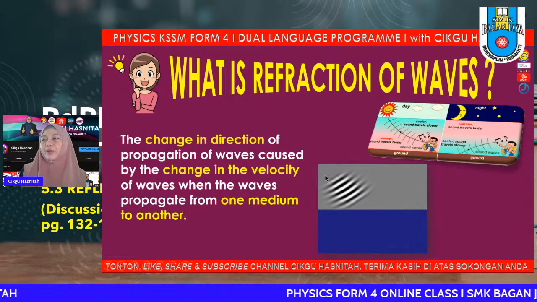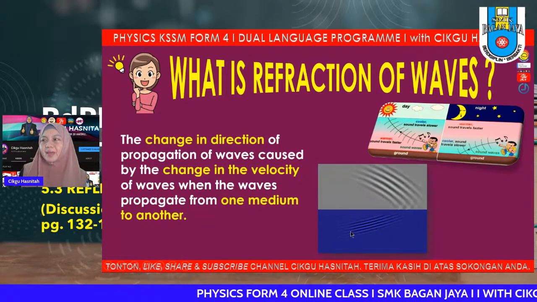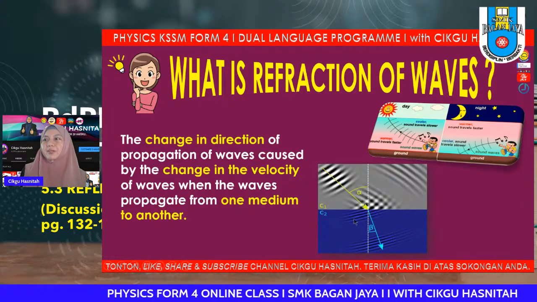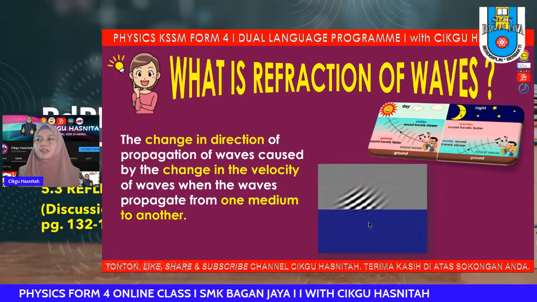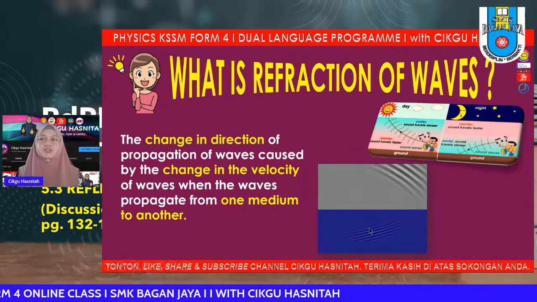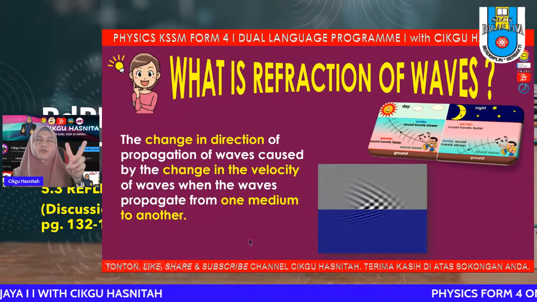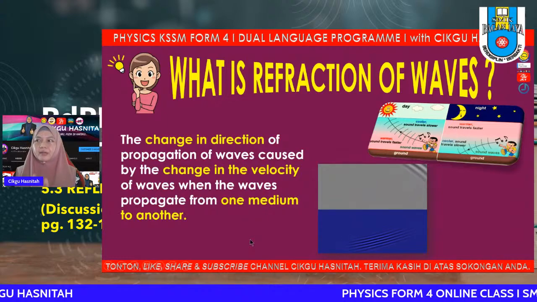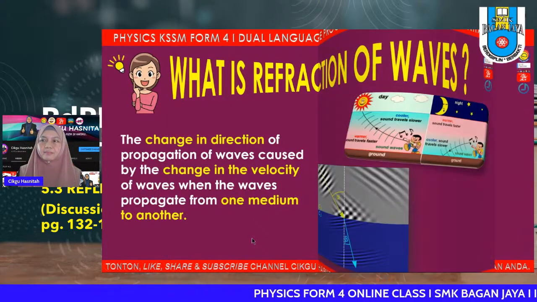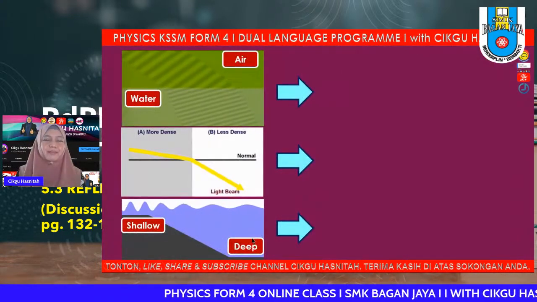Okay, here you can see another example. The wave is traveling from the gray medium entering a blue medium. So you can see that the direction is changing, actually due to the change in velocity when it travels through two different media. Okay, so what does this medium refer to?